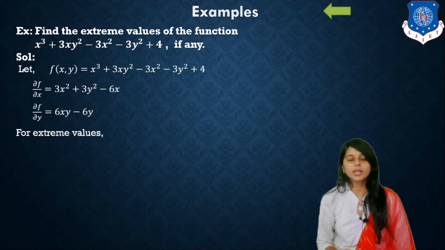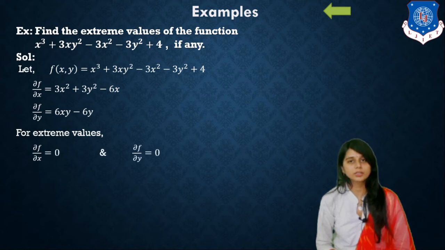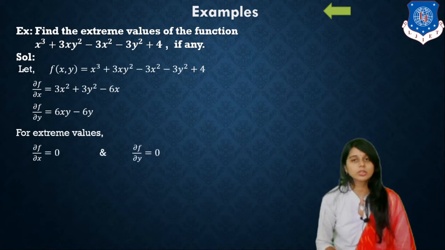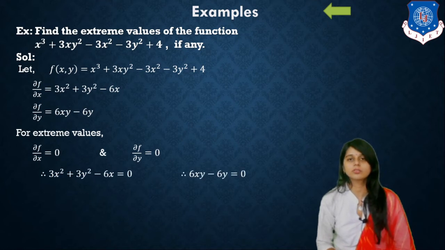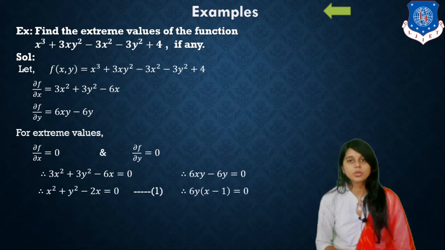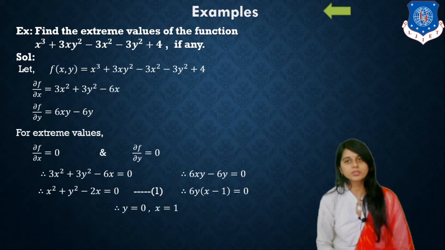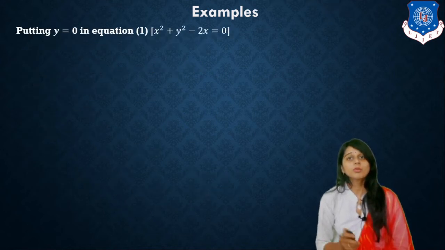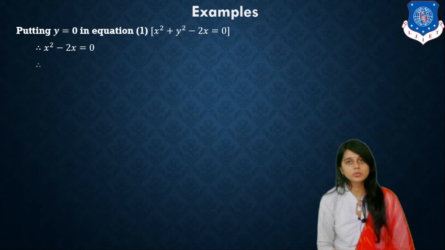Now we have to find the extreme value. Take del f by del x equal to 0 and del f by del y equal to 0. Solve these equations simultaneously: 3x square plus 3y square minus 6x equal to 0 and 6xy minus 6y equal to 0. Equation 1 is x square plus y square minus 2x equal to 0, and in the second equation we take 6y times (x minus 1) equal to 0. So y equal to 0 or x equal to 1. Putting y equal to 0 in equation 1, we get x square minus 2x equal to 0, so x equal to 0 and 2.